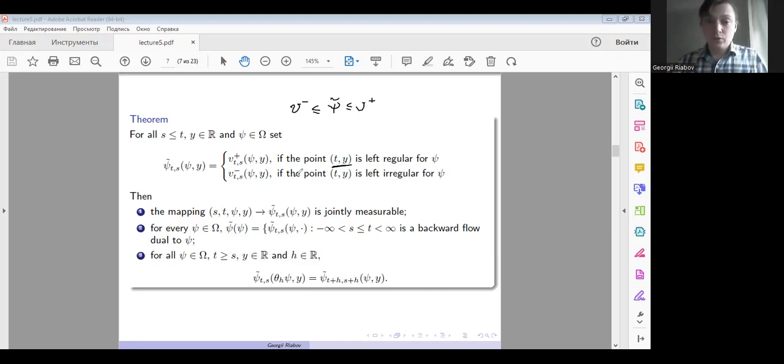And also note that for all s less than t, the mappings psi tilde are defined in such a way that either all of them are v plus or all of them are v minus. Yes, for fixed ty. So the only thing that must be verified is that psi tilde is actually a flow of mappings.